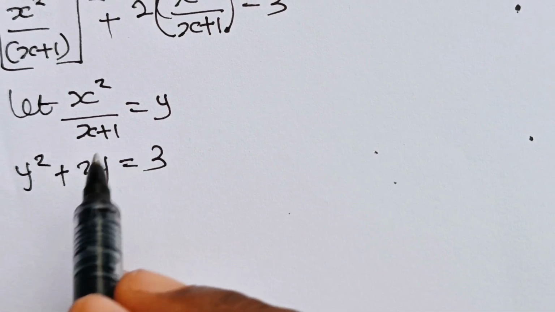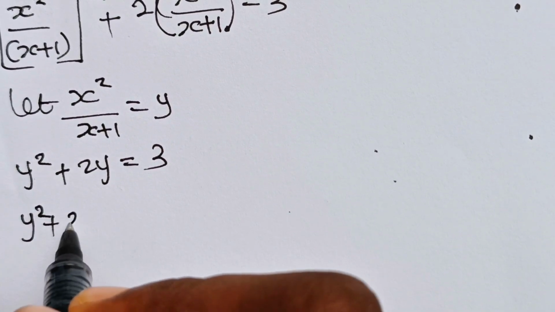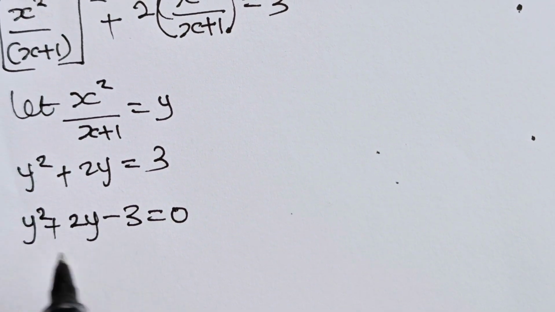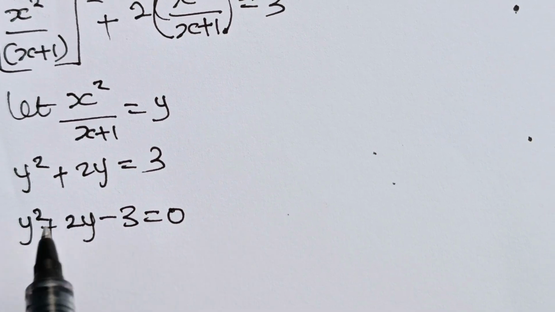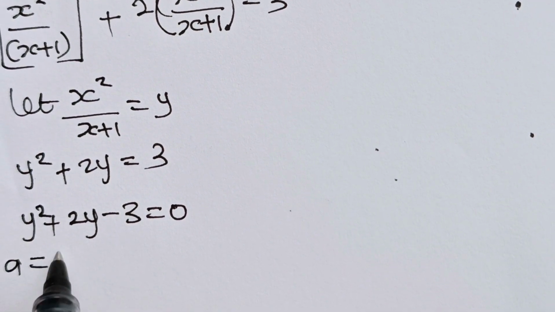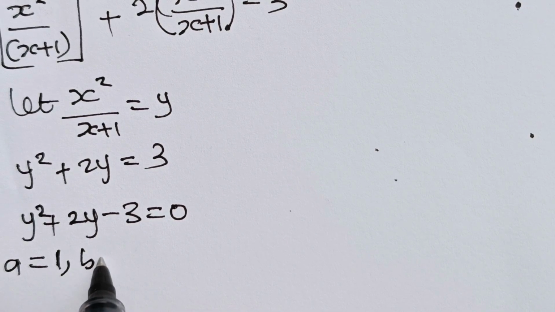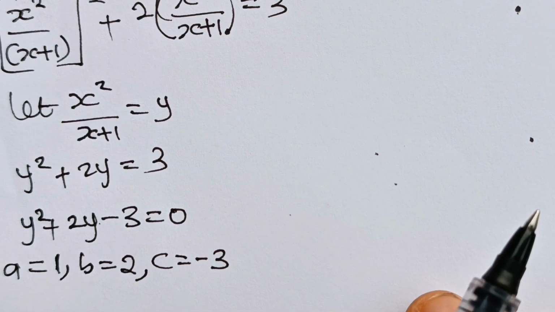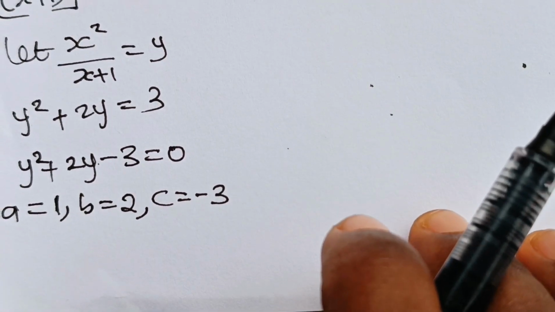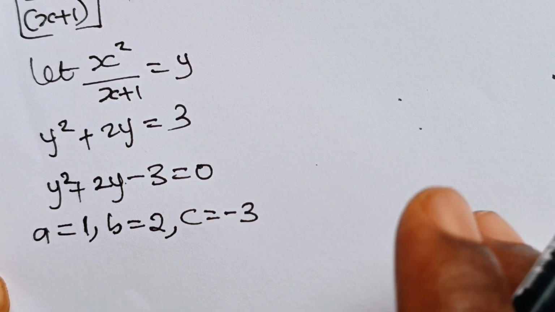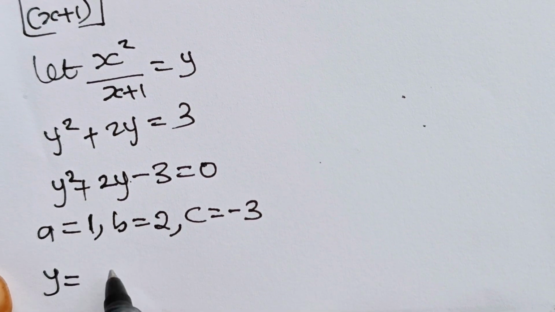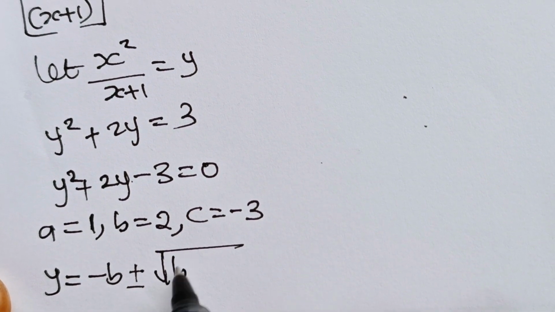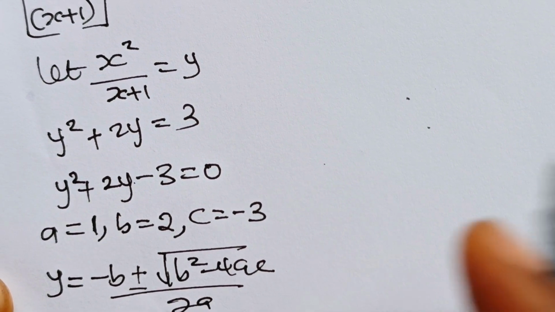Now, when you look at this, let's bring this in. So we have y squared plus 2y minus 3 is equal to 0. Now, if we compare this with the ideal quadratic equation, our a here is 1, that is coefficient of y squared. Our b is 2, coefficient of y, while our c is minus 3, the constant. Okay, so we are going to solve this using the quadratic equation formula, which states that this y we are looking for is equal to minus b plus or minus the square root of b squared minus 4ac, everything divided by 2a.